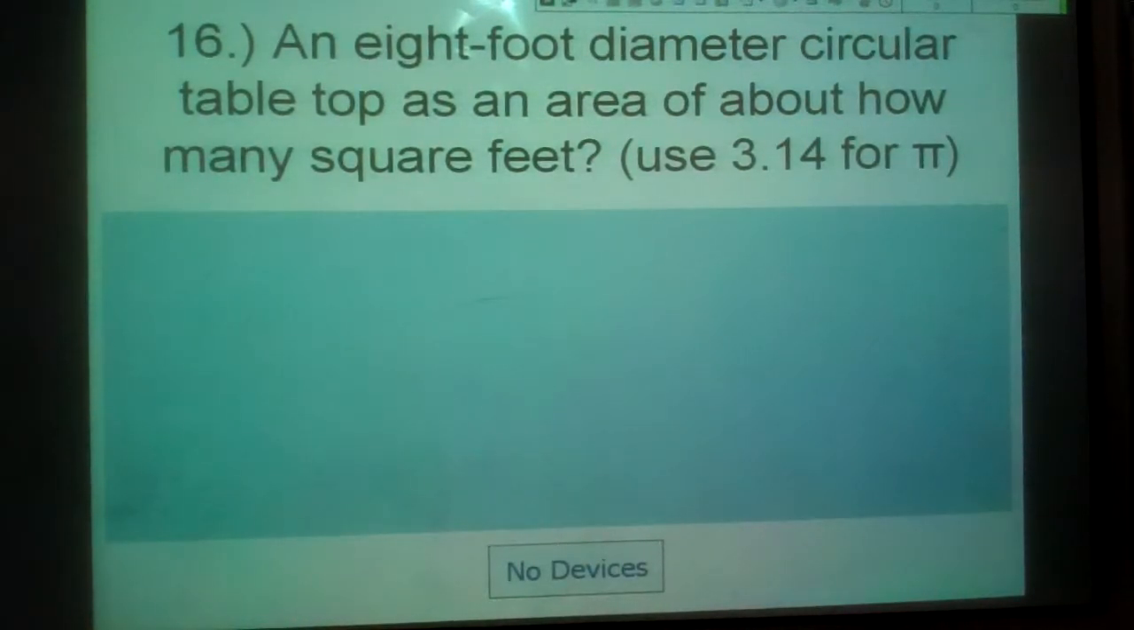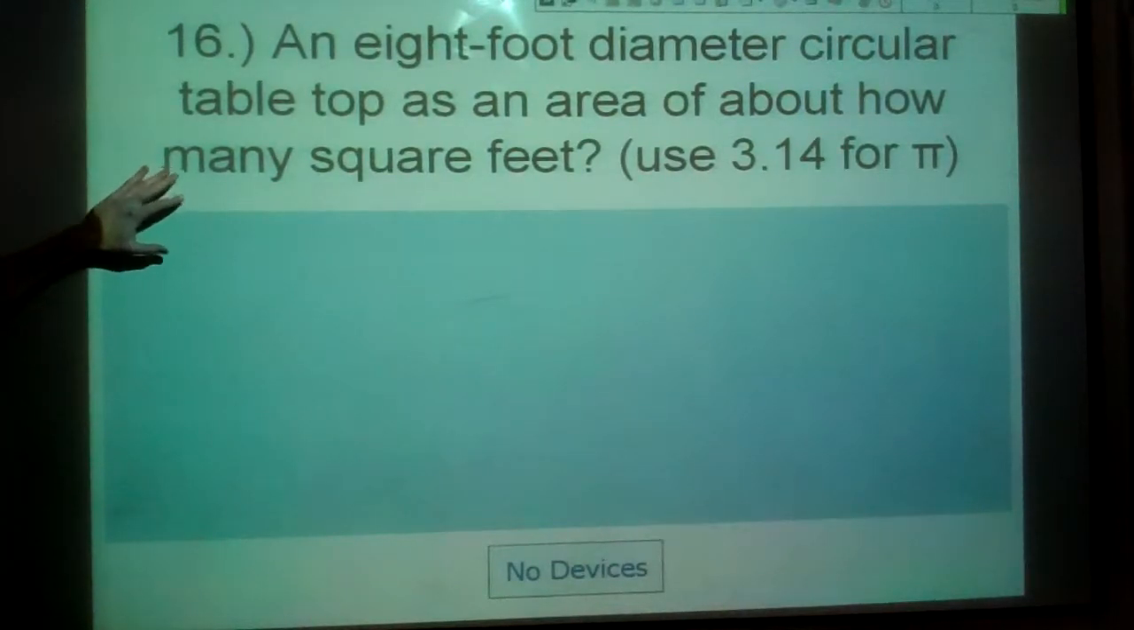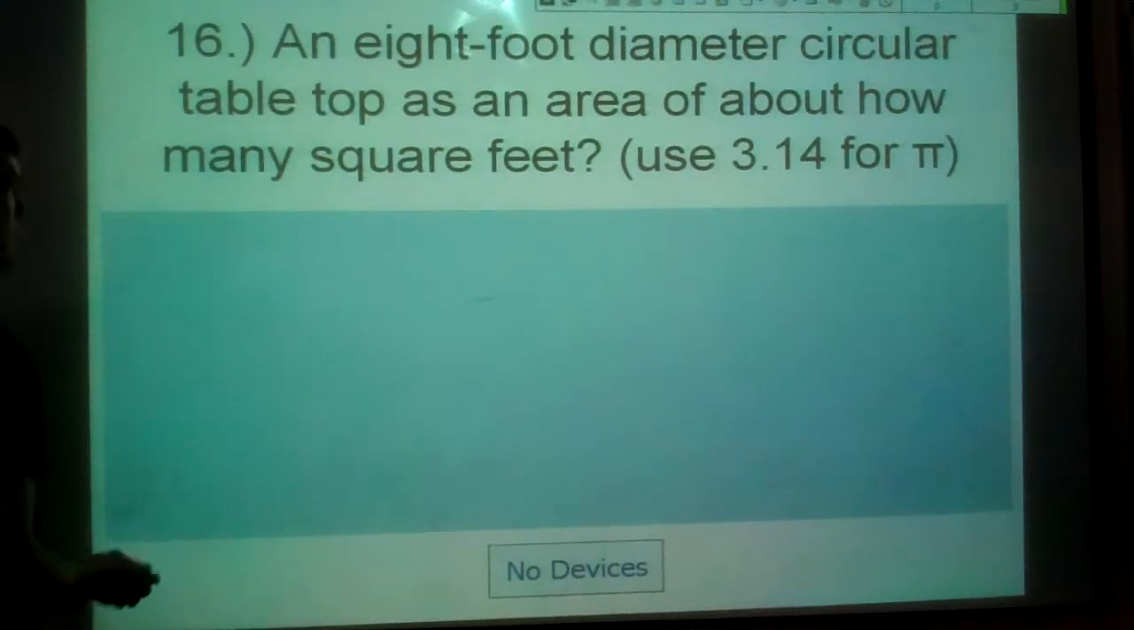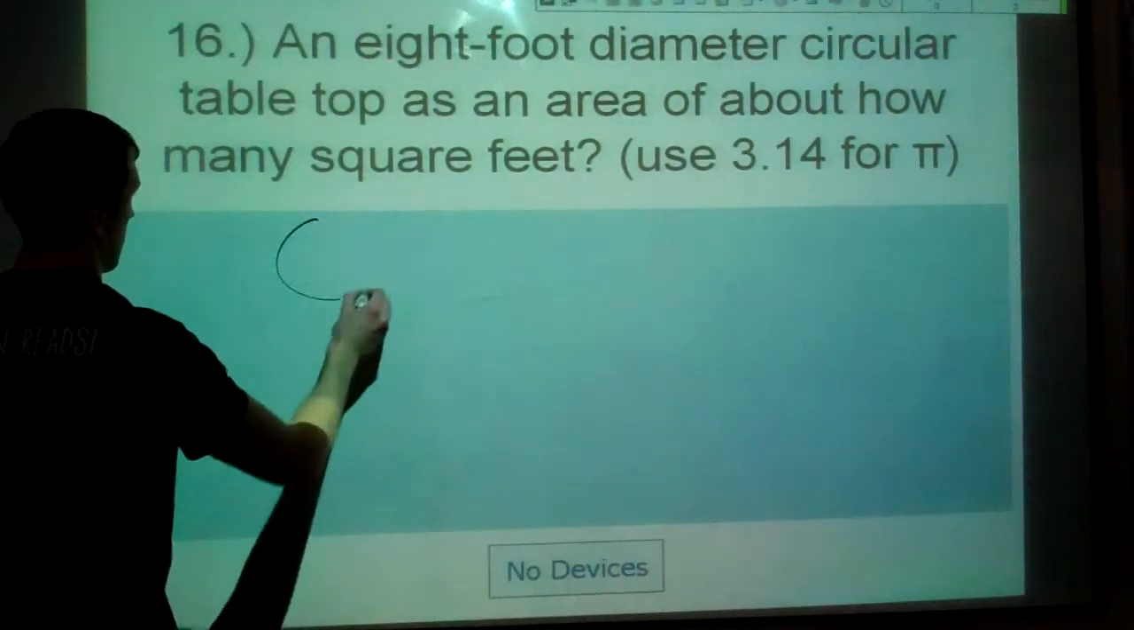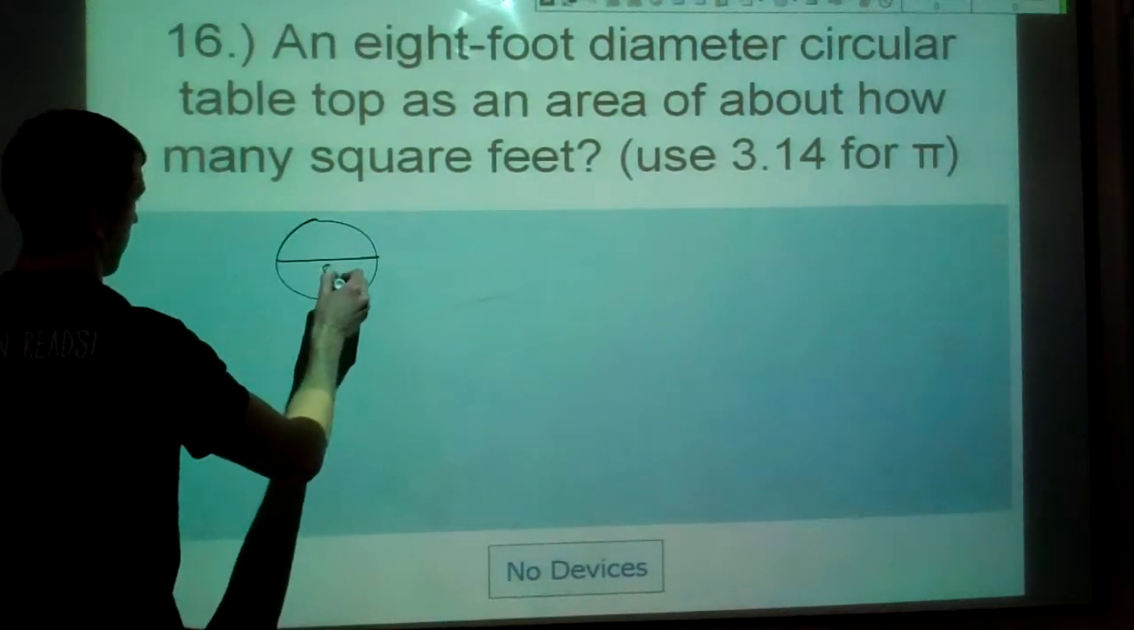Okay, number 16, real quick. An 8-foot diameter circular tabletop has an area of about how many square feet? I have a little typo in there. So, 8-foot diameter. That's our full way across. That's 8 feet.